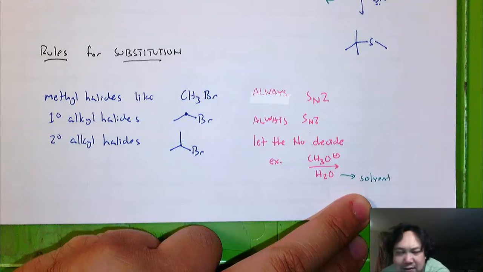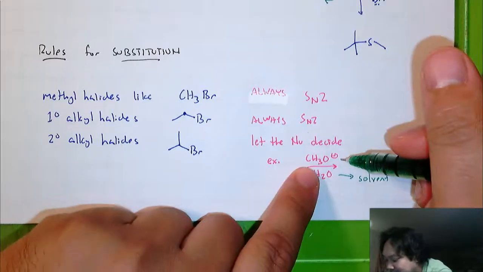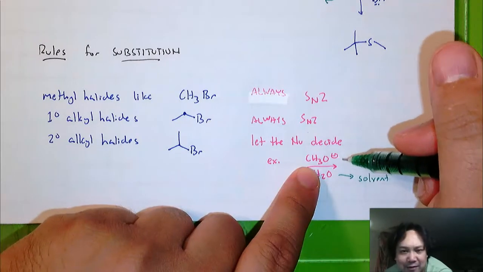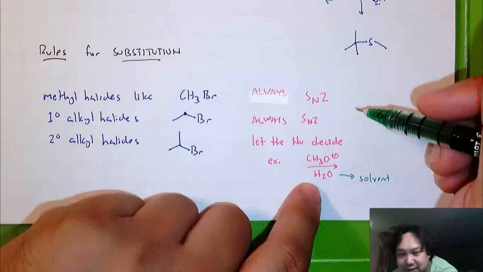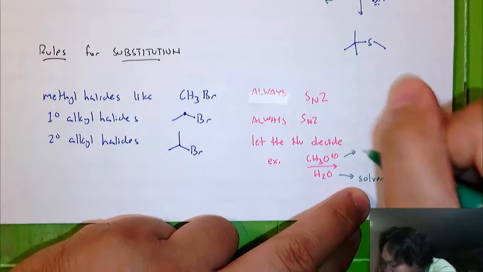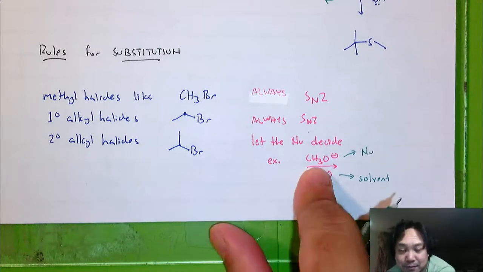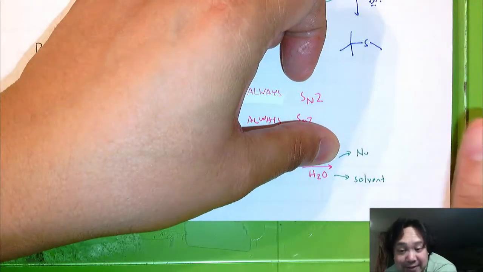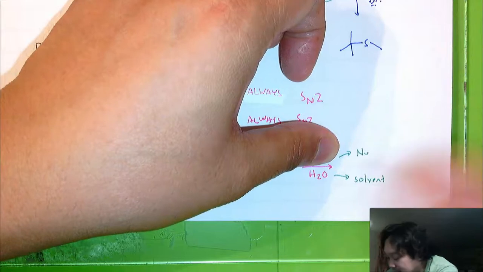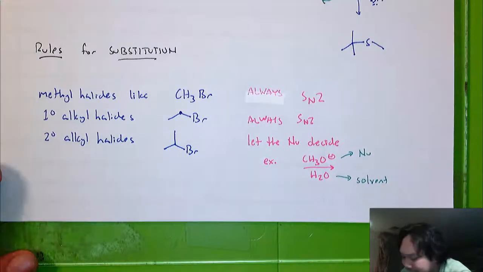Because in practice, you don't dissolve anything in a liquid anion. That's always something that you add to the liquid solvent. Okay, so this is a nucleophile. Let the nucleophile decide. In this case, SN2. Now, if you had only water, then water is the nucleophile and the solvent. And if water is the nucleophile, then it's SN1. SN1. Okay, so do you like this table so far?